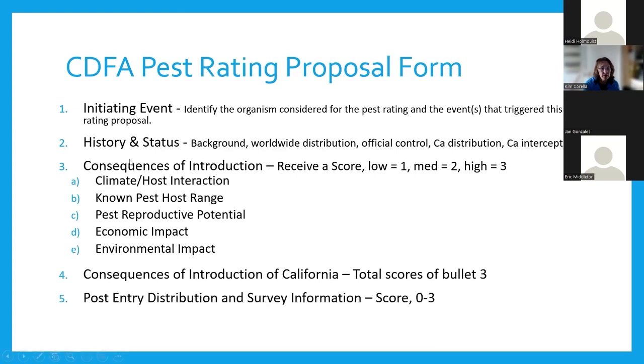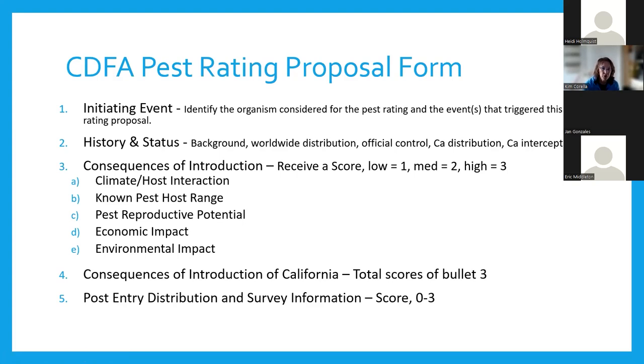And then this fifth part of this proposal rating form is called the post-entry distribution and survey information. This receives a score of 0 to 3. And it's really to evaluate the known distribution in California. And they only use official records identified by experts, so not botched specimens. So you really want to have anything that's identified by CDFA or county agricultural commissioners, because those count as official records. So they count all those up.